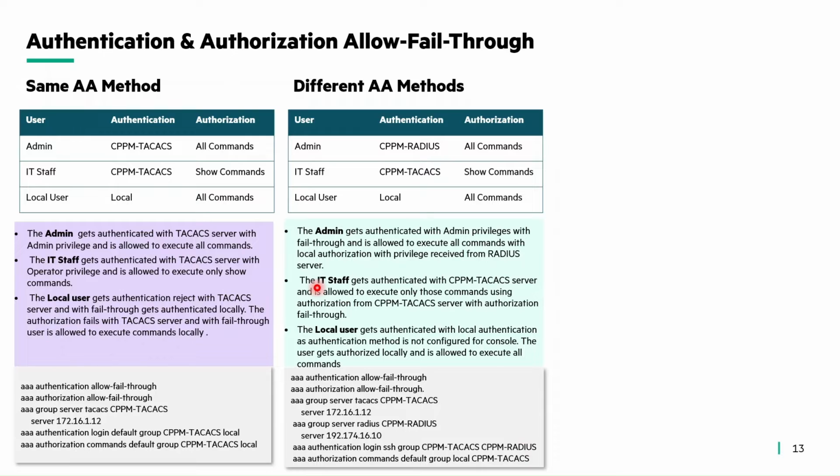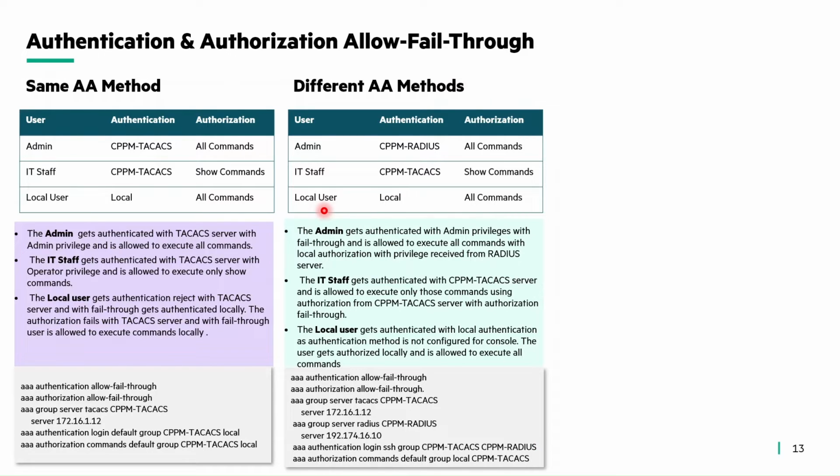Next comes the IT staff. He gets authenticated with the TACACS server because his credentials reside in the TACACS server, and he is allowed to execute only those show commands using the authorization from the TACACS server, with authorization fail-through. The reason being the first authorization method is local. Since the credential is not present in the local, it will go to the next authorization method, that is CPPM TACACS.